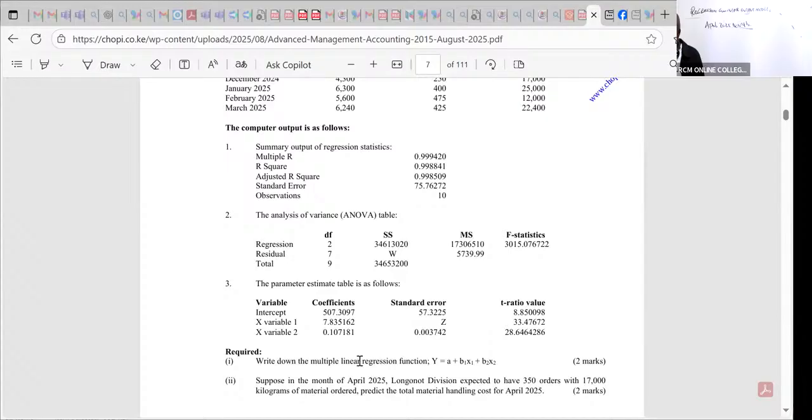So they want me to write down the multiple linear regression: Y equals a plus b1 X1 plus b2 X2. Are you able to see the value of a in the parameters? In the parameters, I can see the intercept, 507.3097, plus b1. What do we have here for b1?